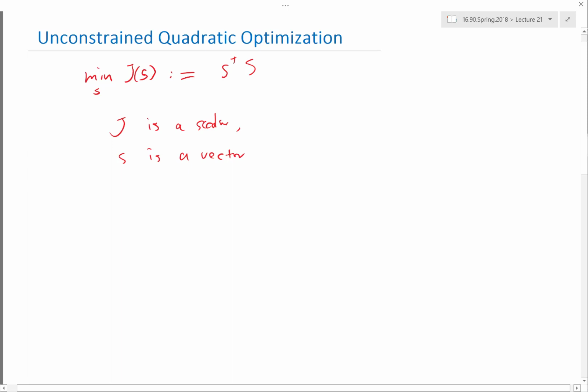Plus S. Yeah, plus S. So it's actually true. If you have a quadratic function, the quadratic function plus any linear function is still a quadratic function, right? Okay? But can you think of any other quadratic function that is in a different form than this?